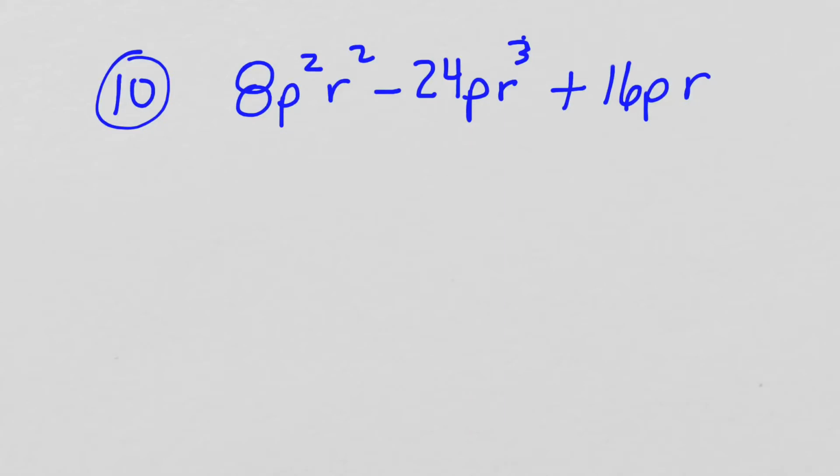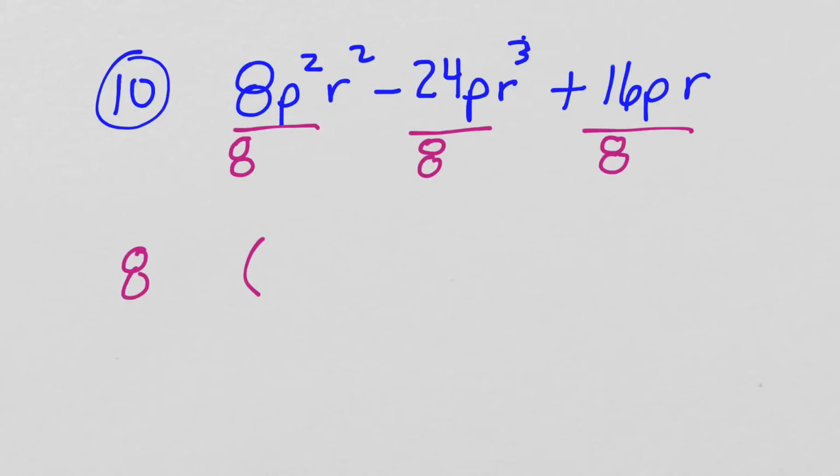All right? So we're going to draw our line, draw our line, draw our line, and our parentheses. Now we need to find the largest number that goes into 8, 24, and 16. So that's going to be 8, 8, 8, and 8 in my answer. Now I'm going to take a look at the P. I have P squared, I have P, and I have P. So I can take out a P, P, P, and P in my answer.